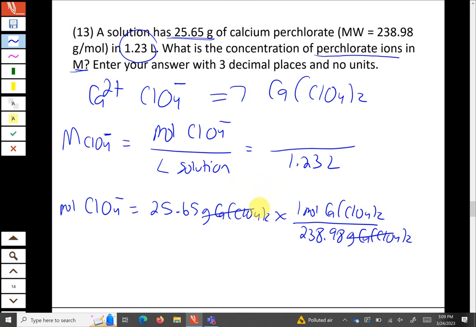So we have moles, but again, we don't want to stop here. The common mistake is to stop here. We're not looking for the molarity of calcium perchlorate. We're looking for the molarity of the perchlorate anion itself. So looking at the formula of the compound, which we had to get correct to start this, there are 2 perchlorates in the formula. So there's going to be 2 moles of perchlorate dissolved every time we dissolve 1 mole of that compound.